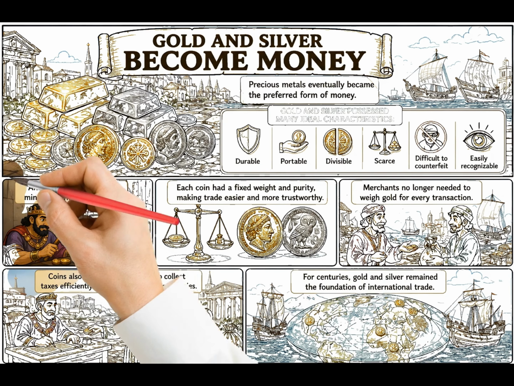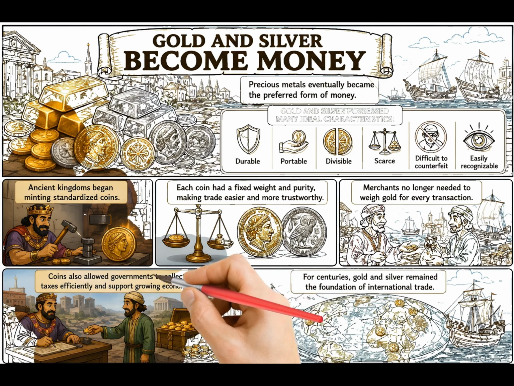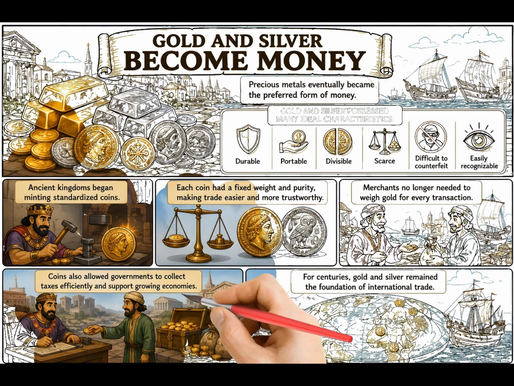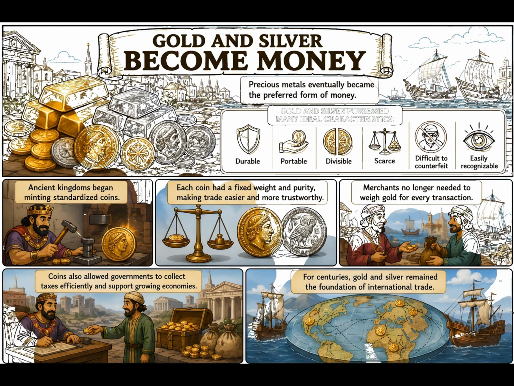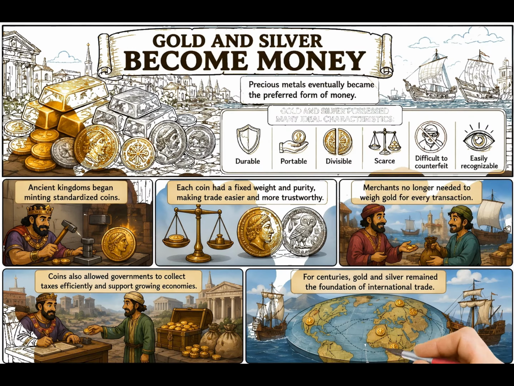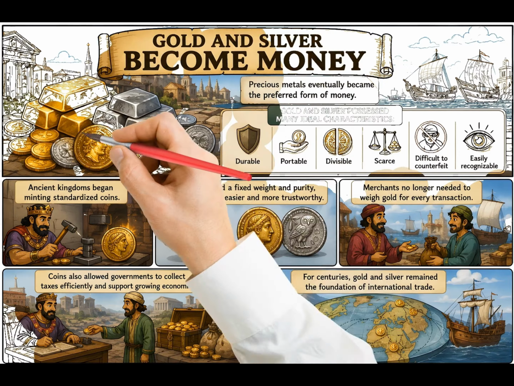Today, we use fiat money, currency that has value because governments declare it legal tender and people trust it. This trust is the foundation of modern financial systems and sets the stage for the next phase in the evolution of money. The history of money, from barter to digital payments, Part 2.